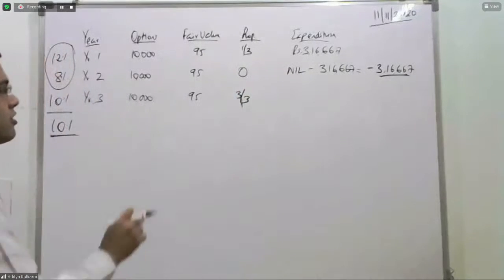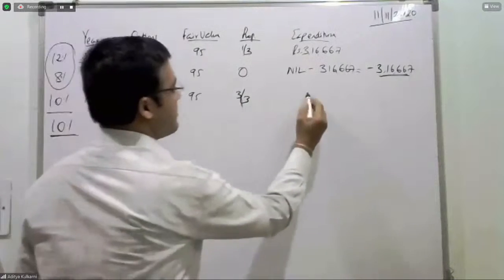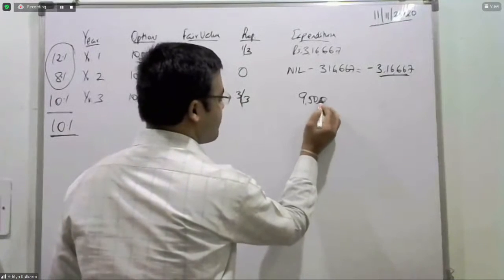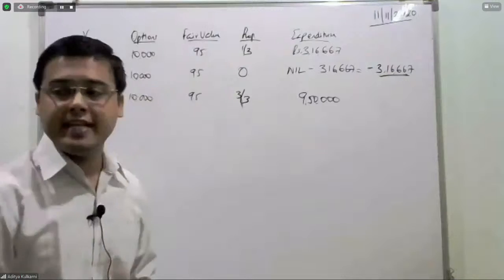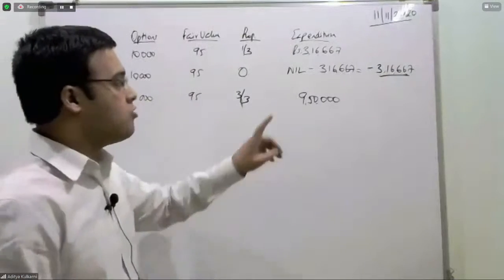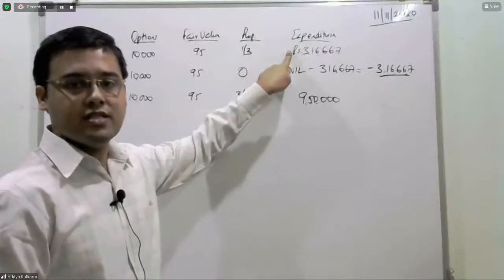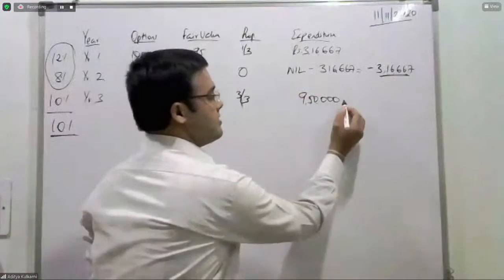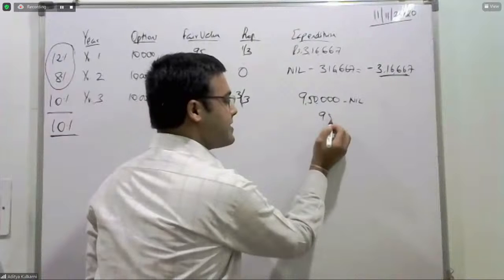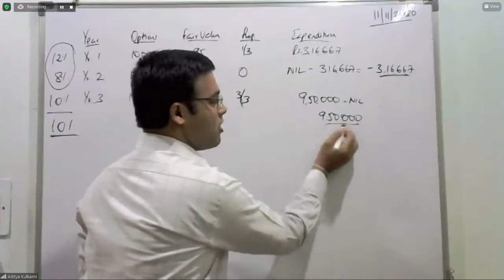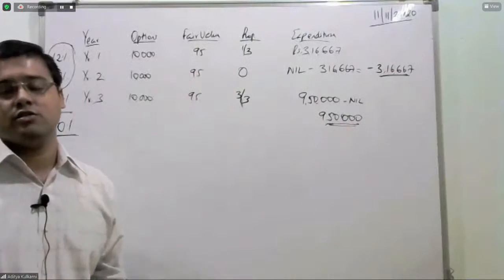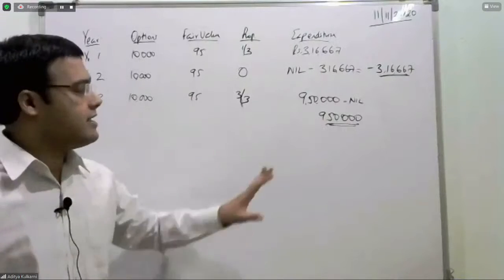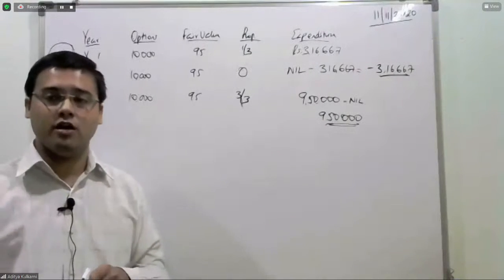So therefore, 95 into 10,000, 9,50,000. Previously recorded expense was how much? 3,16,000 first year. You reverse that. So previously recognized expense is 0. So you are taking this entire hit in your third year's profit and loss.